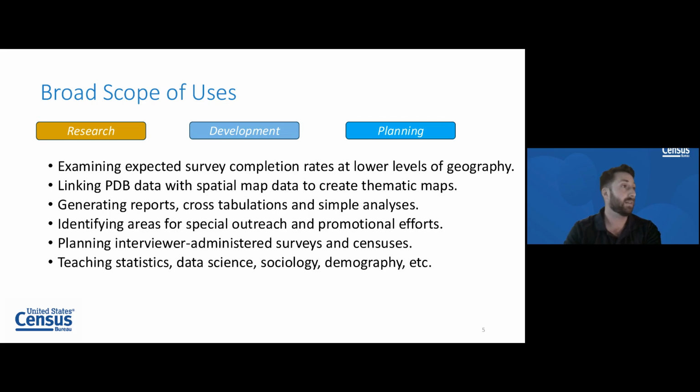Obviously, you can identify areas for special outreach and promotional efforts. So look at areas that either have low response or maybe there's certain alternative languages besides English that are spoken in the area. So you can do special outreach and promotional efforts that way. It helps with planning interviewer-administered surveys and censuses. And then it's just a great teaching source.